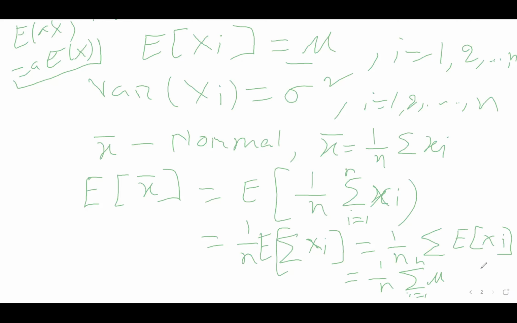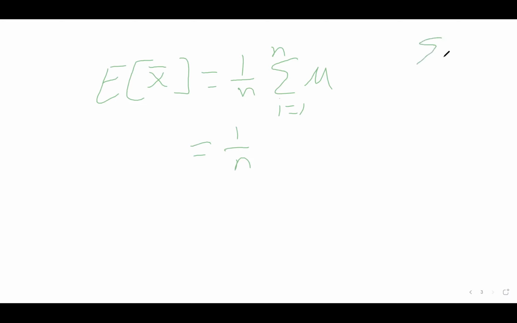Okay. So the next one is, now we have expected value of x bar is equal to 1 over n summation of i equals 1 to n mu. So this is 1 over n. And how many mu we have here? We have i equals 1 to n, so we have n numbers of mu.